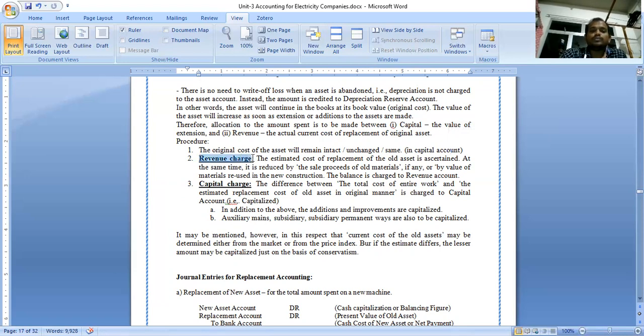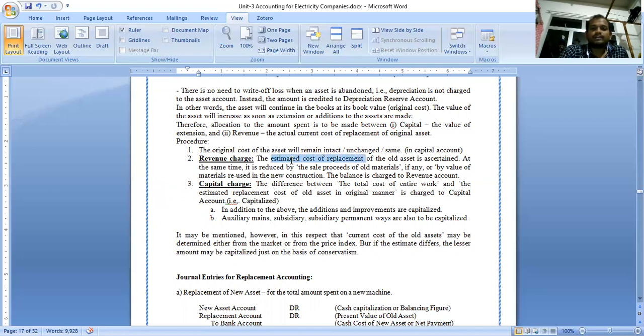Second one, revenue charge: how much we have to charge against the profits in the revenue account. The estimated cost of replacement of an old asset is ascertained. Estimated cost means the present cost of the old asset. You may have purchased one machinery 10 years back. What is the current cost of that asset? Today's market value or price index, whatever it may be. Today's value of the same capacity and same model, what is the value of that product today? So that is the estimated cost.